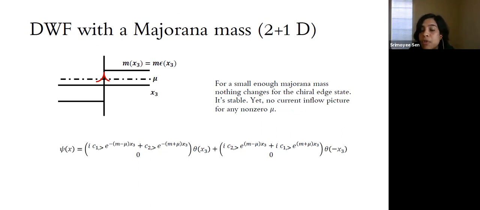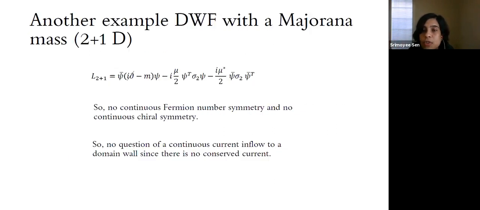So I will show you that the same construction works for this system as well. But before that, let me tell you what happens to the edge states. Let's say you had a domain wall in the Dirac mass, and you turn on an epsilon Majorana mass. So the Majorana mass is really, really small. The symmetries are totally disrupted, they're gone.